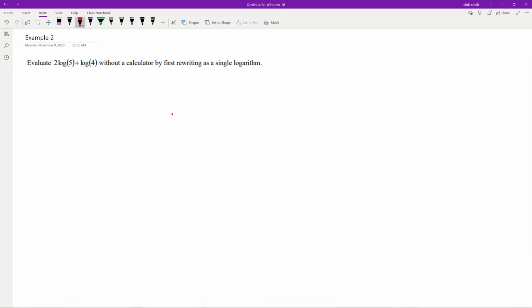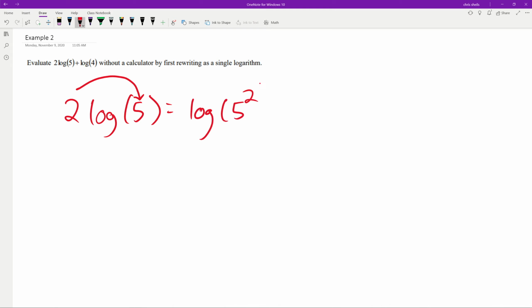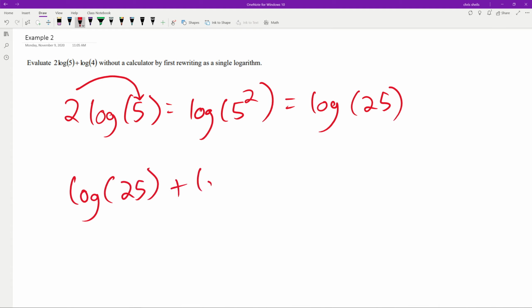Evaluate 2 times log of 5 plus log of 4 without a calculator by first rewriting this as a single logarithm. The first thing I can do is use my exponent property on 2 log of 5. Notice that I'm allowed to bring this 2 inside of the logarithm as an exponent. So this is log of 5 squared, which is log of 25. This turns this problem into log of 25 plus log of 4.